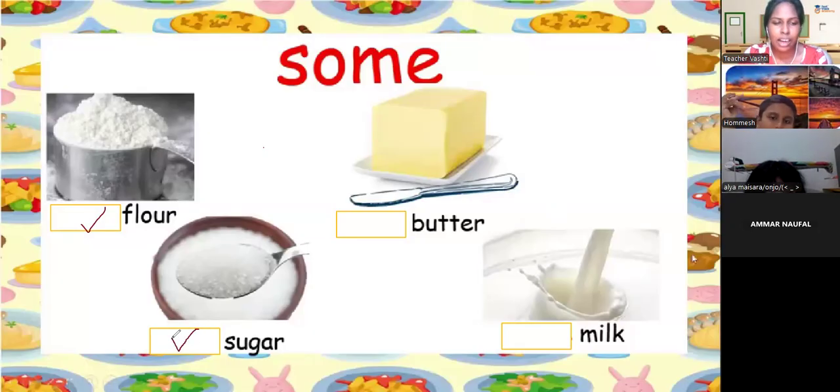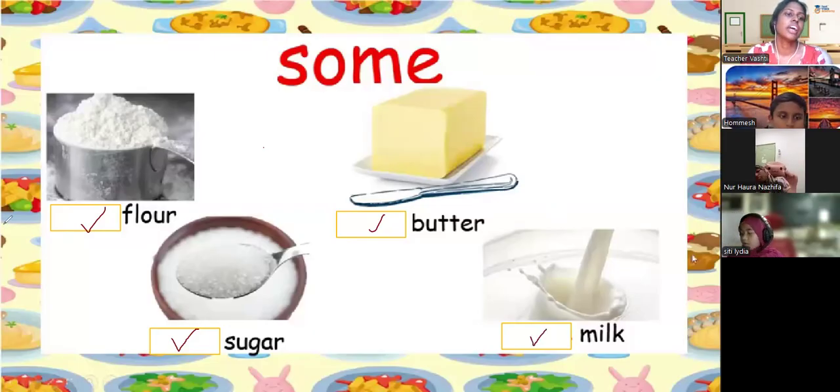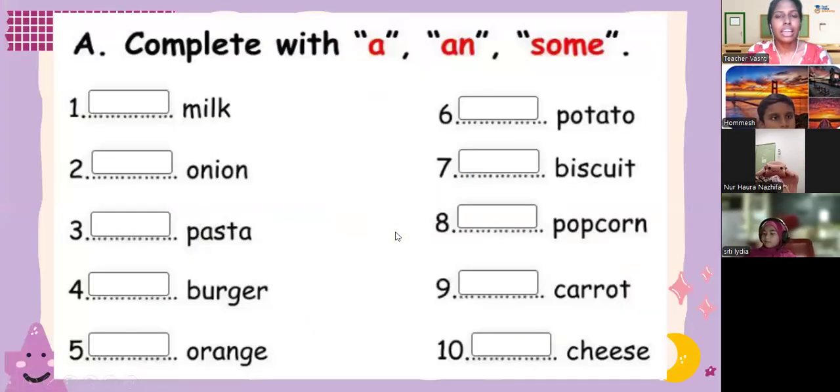Some. Yes, very good. How about butter? Some butter. All these are uncountable nouns, things that cannot be counted. How about milk? Some milk. All right, very good. Now, let's see.